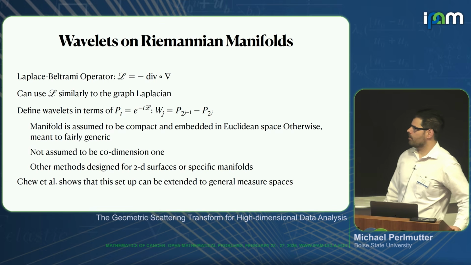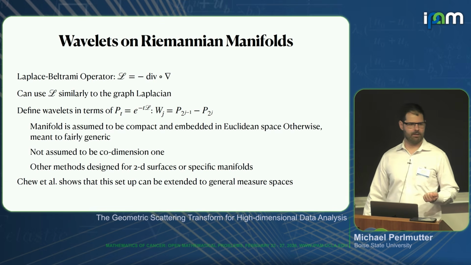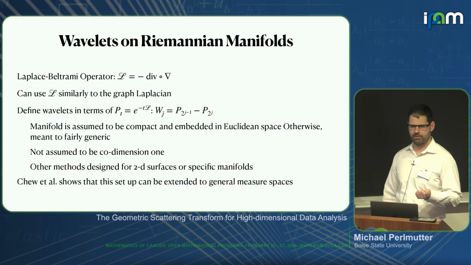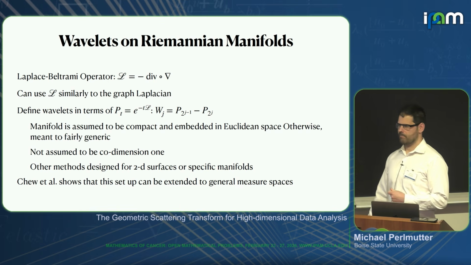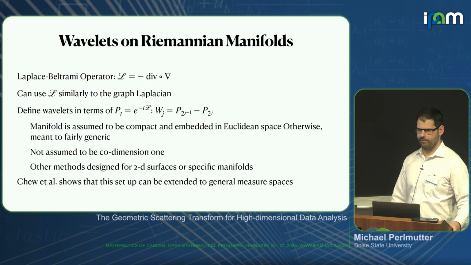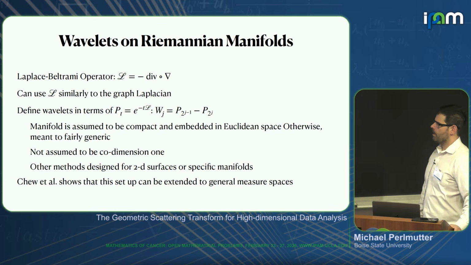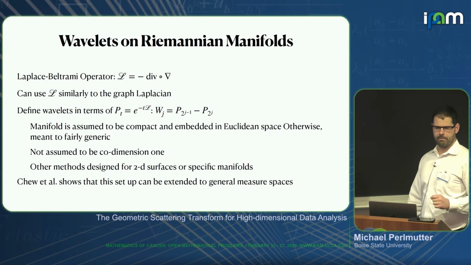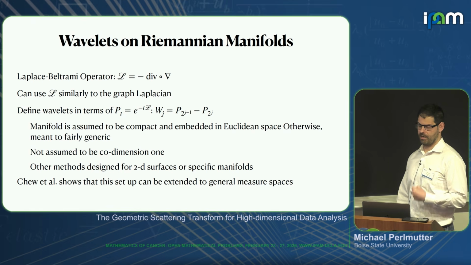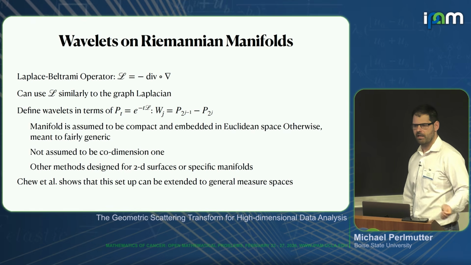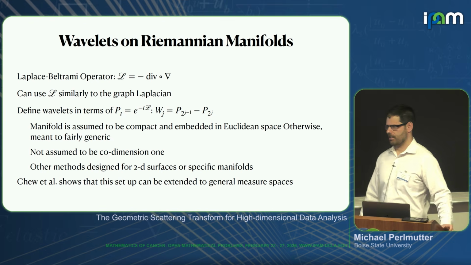Now, in the case of a manifold, rather than the graph Laplacian, you would use the Laplace-Beltrami operator, essentially the second derivative on the manifold. And then you would look at the heat semigroup at different time scales, which are going to be chosen to be dyadic integers, and you're going to perform the subtraction.